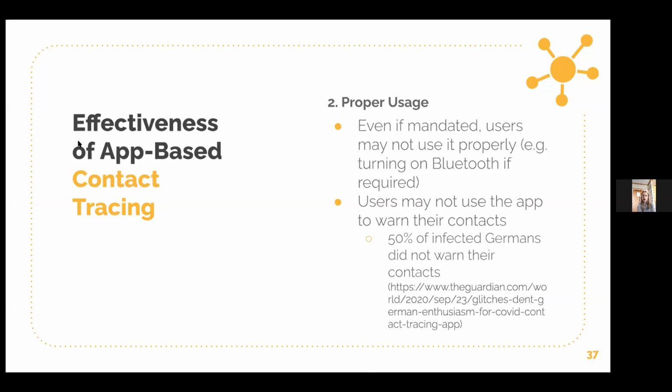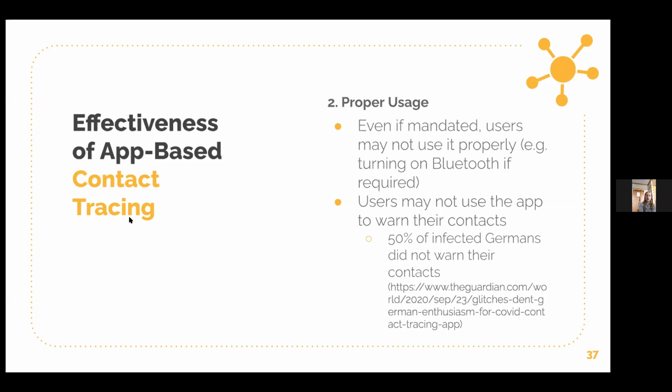Next slide. Okay, so also it's important to have proper usage. We talked about how even if mandated, users might not use this properly. Like the Bluetooth example, you're going to have to have everyone turning on their Bluetooth to have the app actually be effective. And if there's a provision, such as the Google app that they're discussing, where people have the autonomy to decide whether their contacts are informed that they tested positive, a lot of people might not warn their contacts. Like we saw in Germany, 50% of people didn't warn the contacts that they were infected.